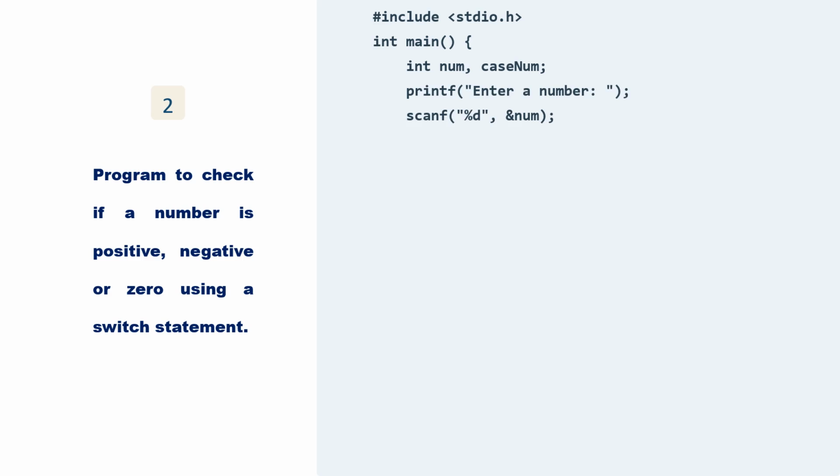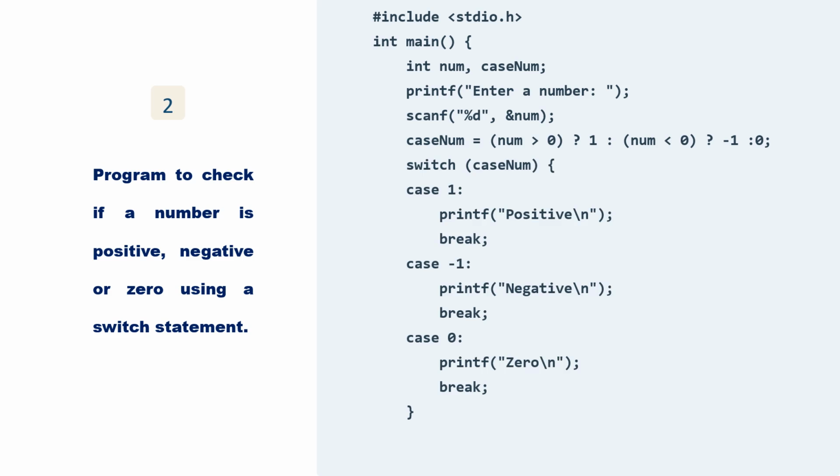Scanf reads the integer input from the user and stores it in num. This line uses the ternary operator ?: to evaluate num. If num is greater than 0, casenum is set to 1. If num is less than 0, casenum is set to -1. If num is 0, casenum is set to 0. This transformation is necessary because switch statements work only with equality.